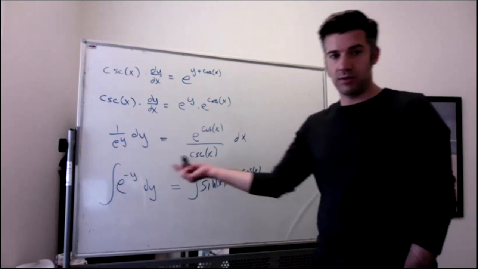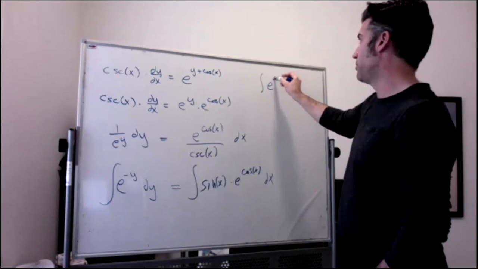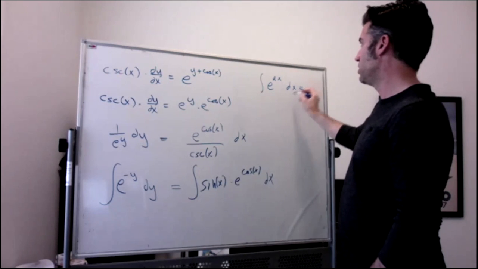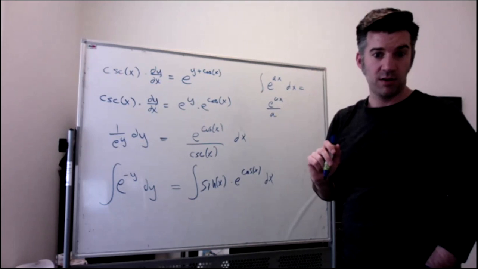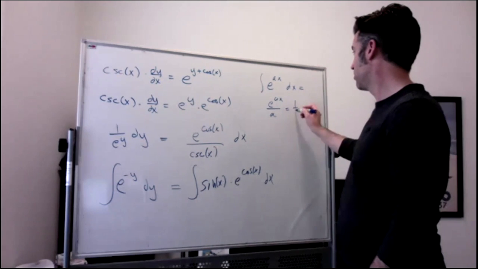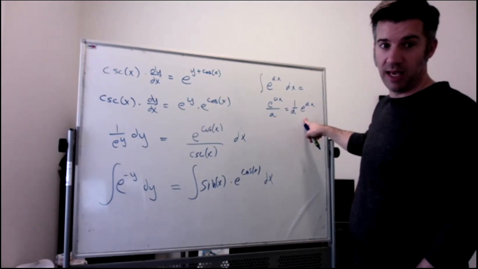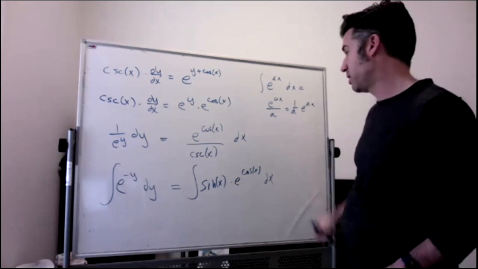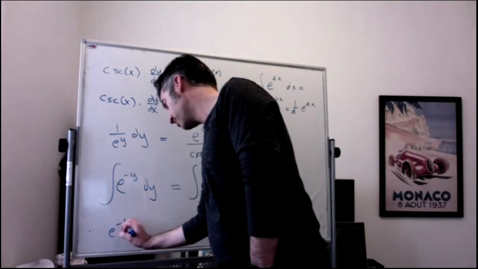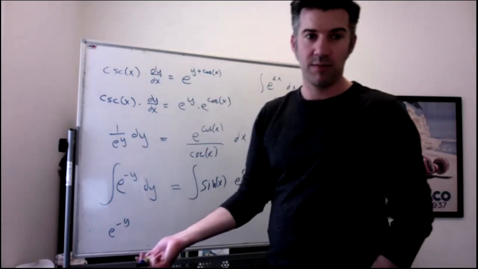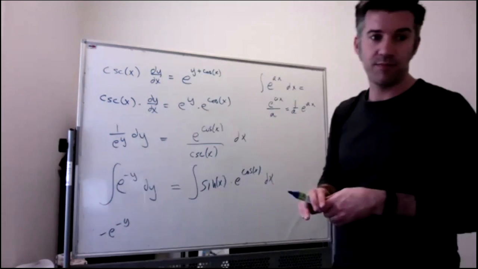And just so you guys are aware, whenever you integrate e to the something times x, you get e to the something times x divided by that something. Because the derivative of this is e to the ax times a, and the a times the 1 over a cancels out. So integrating e to the negative y, I get e to the negative y divided by negative 1. But divided by negative 1 is the same as multiplied by negative 1. So I'm just writing negative e to the negative y.